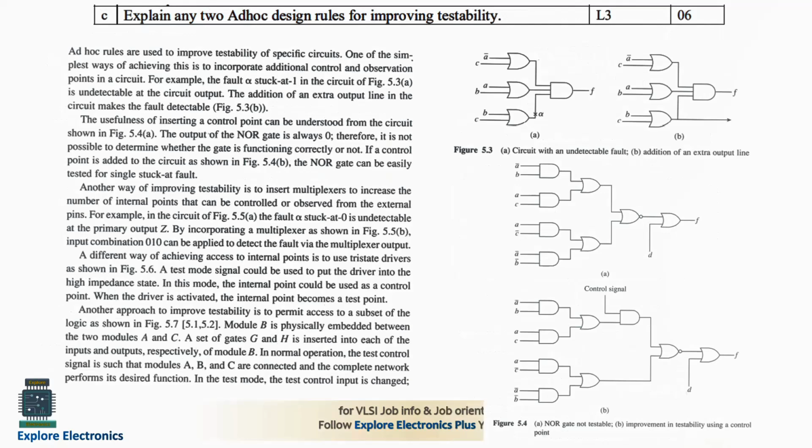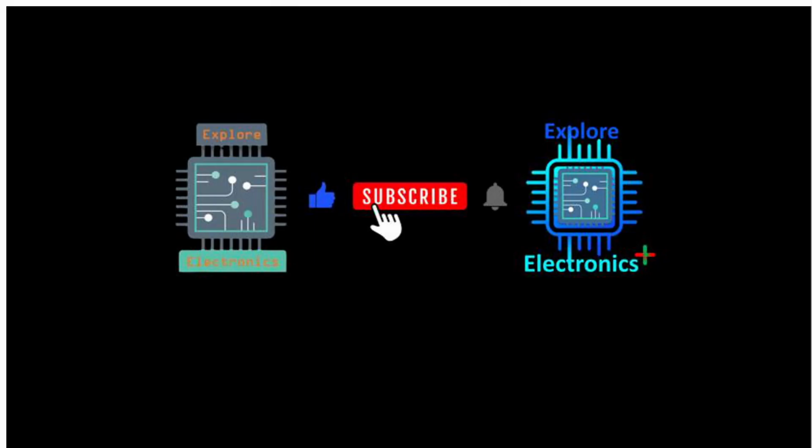The next question is, explain any two ad hoc design rules for improving testability. There are many ad hoc design rules for improving testability. Here they have asked you to write two such rules. You can go through all the rules, it is better to know them. If they ask for 10 to 12 marks, you need to write all the rules in your answer. So you can write two ad hoc design rules in this question. You can go through this. This is the answer for that particular question. So this is the end of the solution for the model question paper for the subject VLSI design and testing.